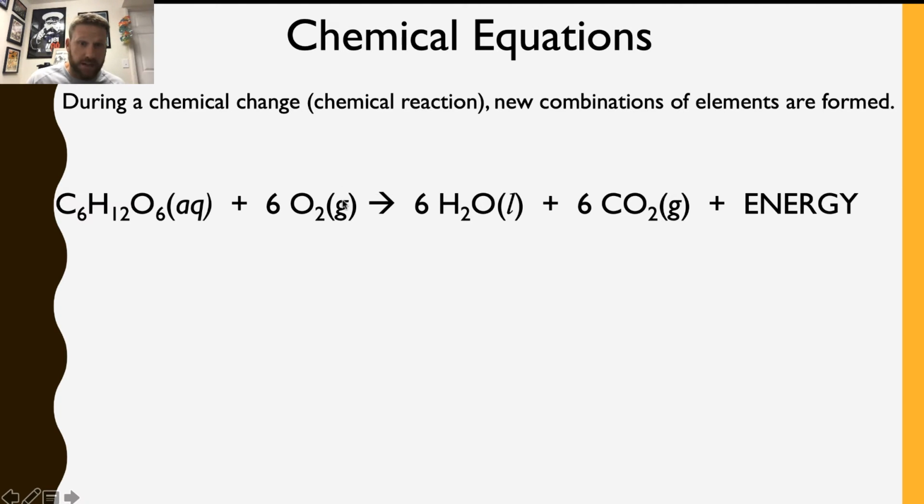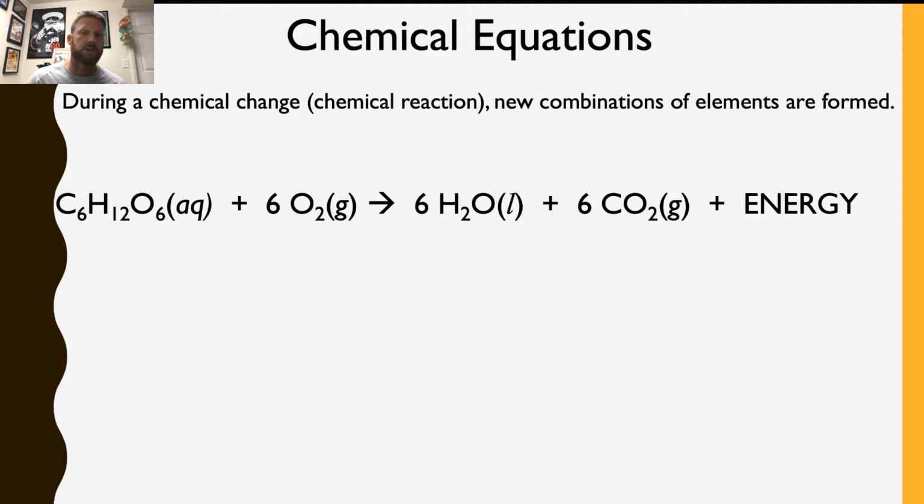A G stands for a gas. An L stands for a liquid. We don't have one in this equation, but if there was an S, that would stand for a solid. AQ stands for aqueous, which means dissolved in water. So the abbreviation in parentheses is simply what state that substance is in when the chemical reaction occurs.